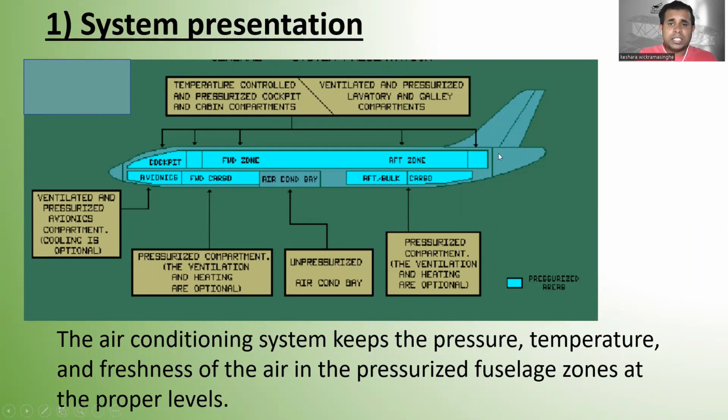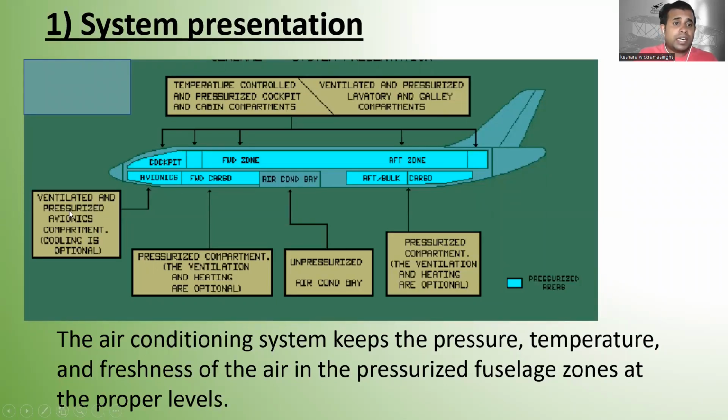All right, you can see this is the aircraft. Here is the cockpit, the forward zone, aft bulk cargo, and this is the forward cargo, avionics, right? From this blue color, you can see the pressurized areas. The air conditioning bay is not pressurized. You can see the temperature control and pressurized cockpit and cabin compartments over there, and ventilated and pressurized lavatories and galley compartments over there, this area.